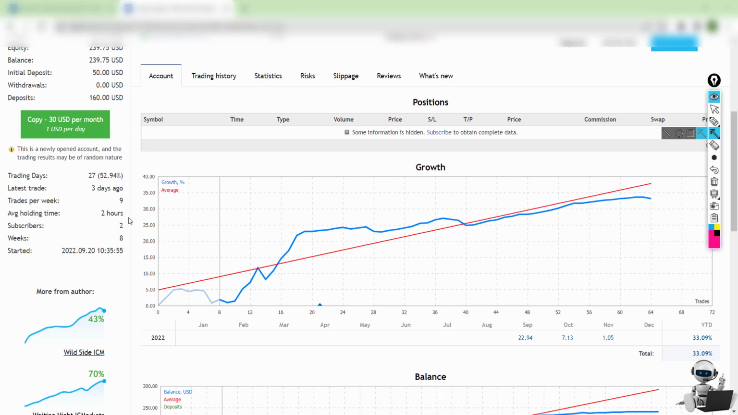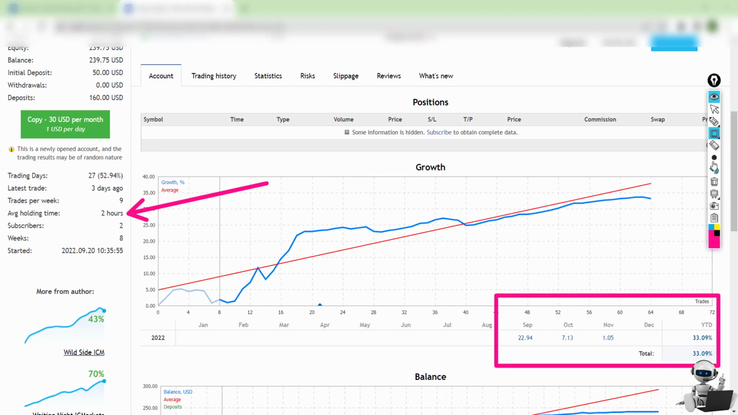Now one thing I really like is the average holding time. It is only 2 hours. It is scalping, which is very amazing. There aren't so many EAs available at the moment that have a low average holding time. And for the table, yes, we need more data, but for now at least it is performing very well.